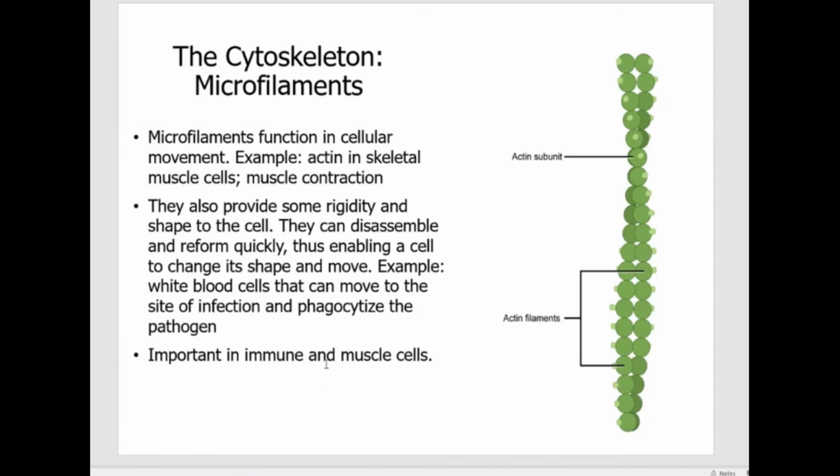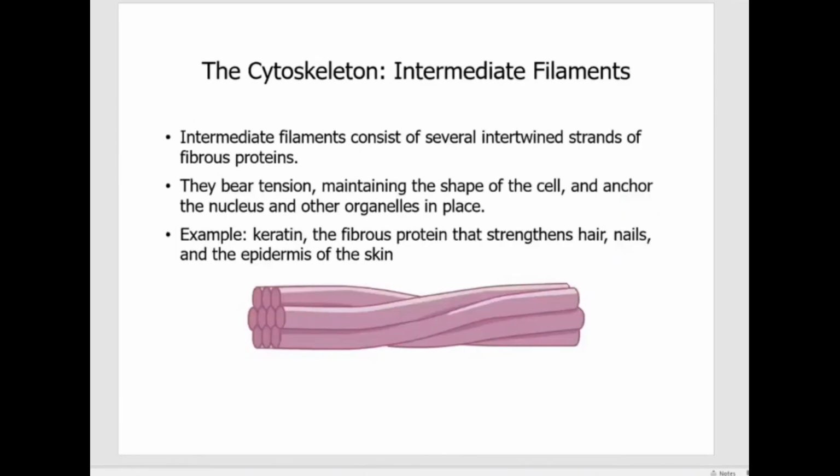Another function is in immune cells. When your white blood cells need to move, because they're attracted by, let's say, infection or inflammation at the damaged site, they need to go there and phagocytose or destroy the pathogens. So the microfilaments allow the cell to change shape and move. Okay? So that's microfilaments. And the next one, intermediate filaments.